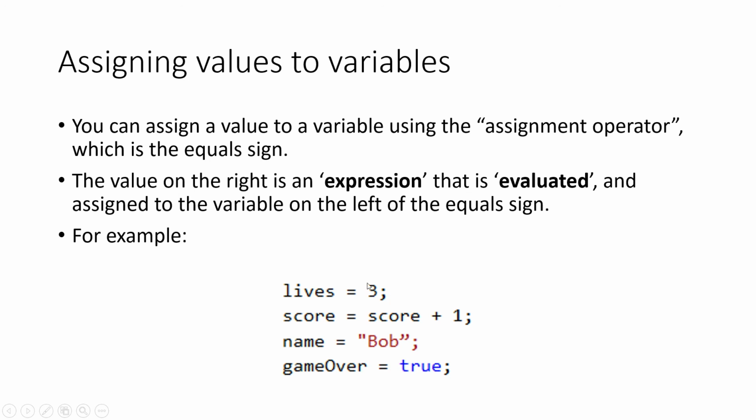So the value on the right is what we call an expression. You need to evaluate that, and then it will be assigned to the thing on the left hand side, the variable on the left hand side. Lives becomes equal to 3. Score becomes equal to score plus 1. So for example, if your score is 10, the evaluation says 10 plus 1 is 11. Score equals 11. So that's how you increment the score. Or you can assign a string to a string, you can assign a true or false value to a boolean, etc.